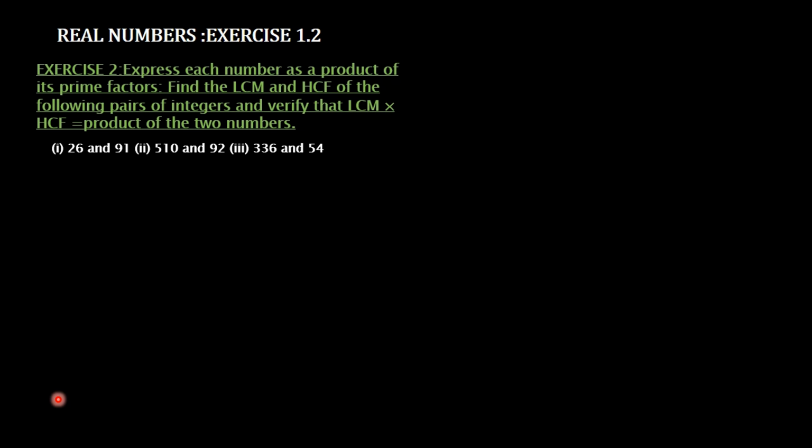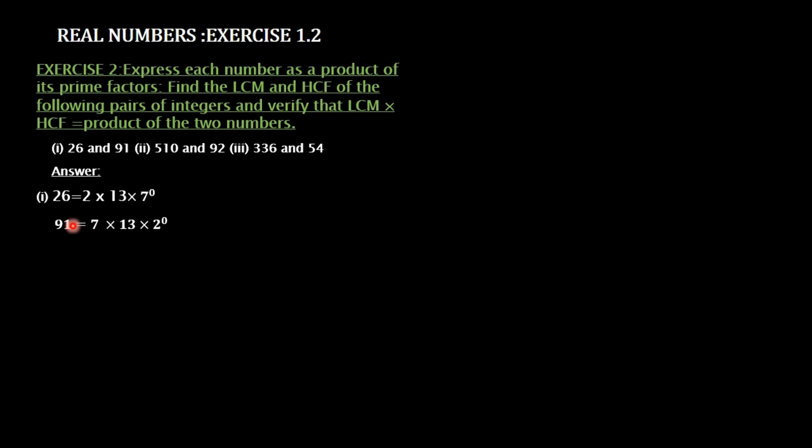Then our first question. What is 26? It is 13 into 2. It is the prime factorization. Then what is 91? 13 into 7. So why are we putting 7 raised to 0 here? Because 7's term is absent here, so we are putting 7 raised to 0. 2's term is absent here, so we are putting 2 raised to 0 here. If you want to avoid this, you can avoid that.